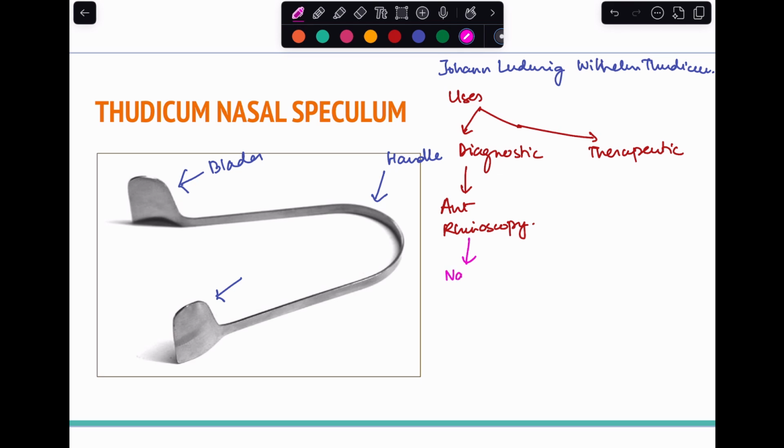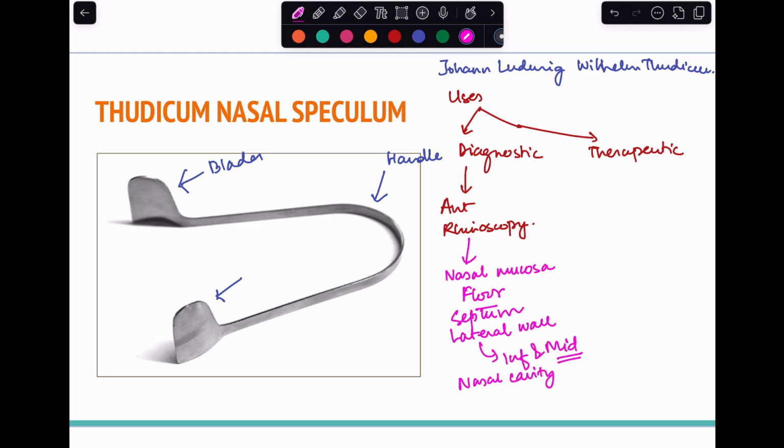The structures that you see would be the nasal mucosa, the floor of the nasal cavity, the nasal septum, and the lateral wall, though not the whole of the lateral wall. What we see is the anterior end of the inferior and the middle turbinate and their meatus. And lastly, we look at the nasal cavity as well. A very important question that you need to remember is, what we cannot see in anterior rhinoscopy is the nasal vestibule.